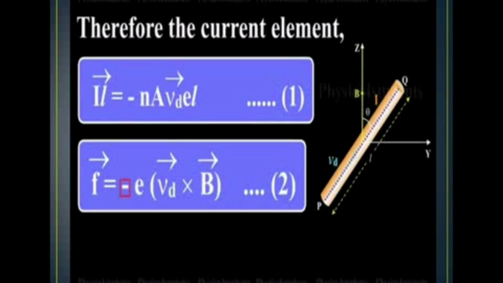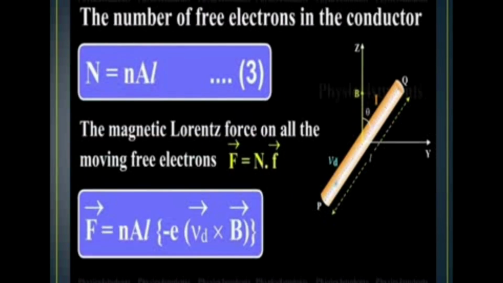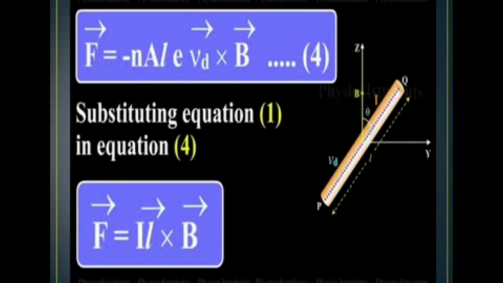For one electron we take small f, and for many electrons we take capital F. So the total number of electrons N equals nAL, which is the volume of the conductor times the number density. Multiplying the force by this number, F vector equals N times f vector. You will get the final equation F vector equal to nAL times minus E v_d vector cross B vector. This is the total force acting on all the electrons inside the conductor. Small f is for one charge, and capital F is the total.